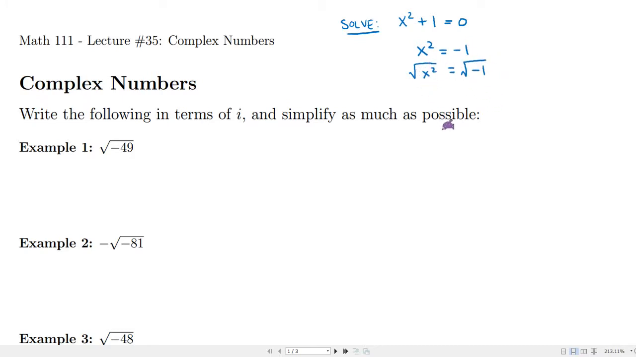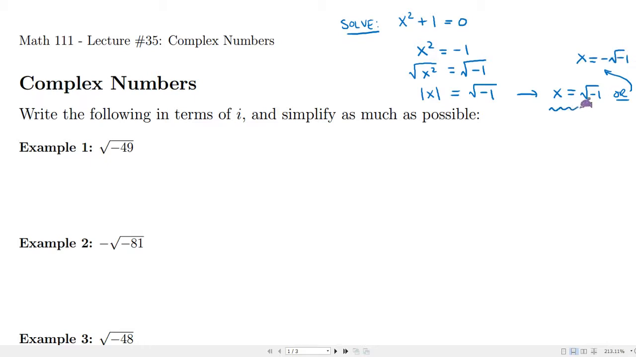And what is the square root of x squared? Well, that's the absolute value of x, right? So that means that x is equal to the square root of negative 1, or x is equal to minus the square root of negative 1.